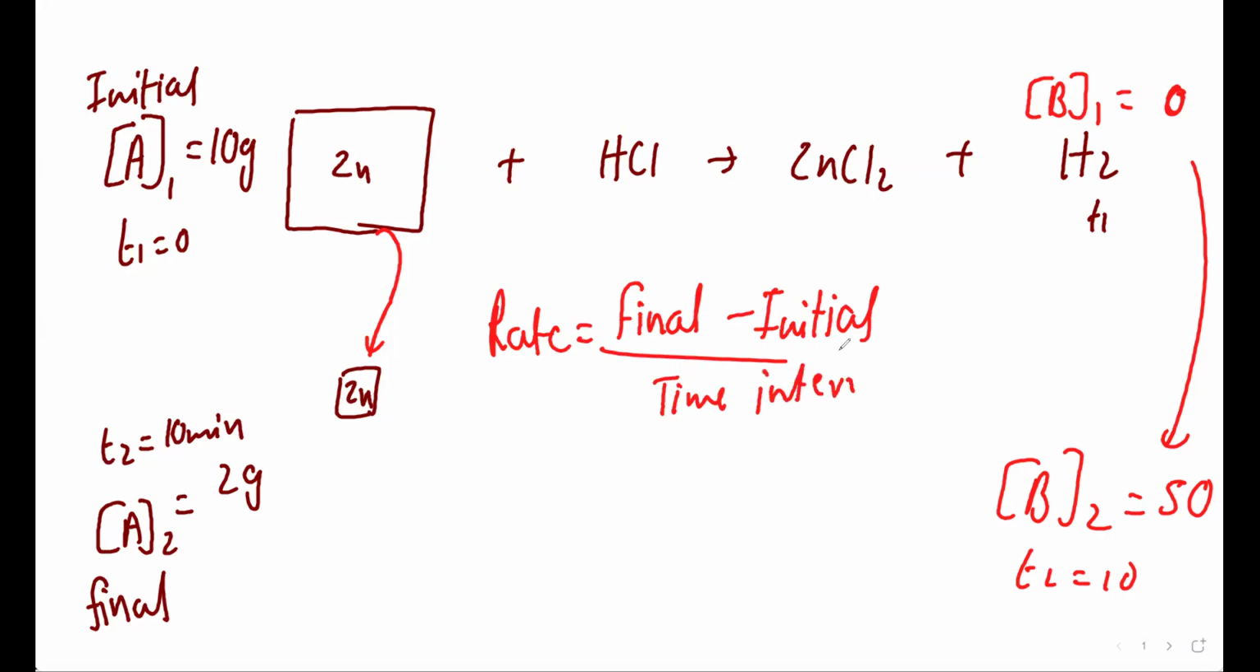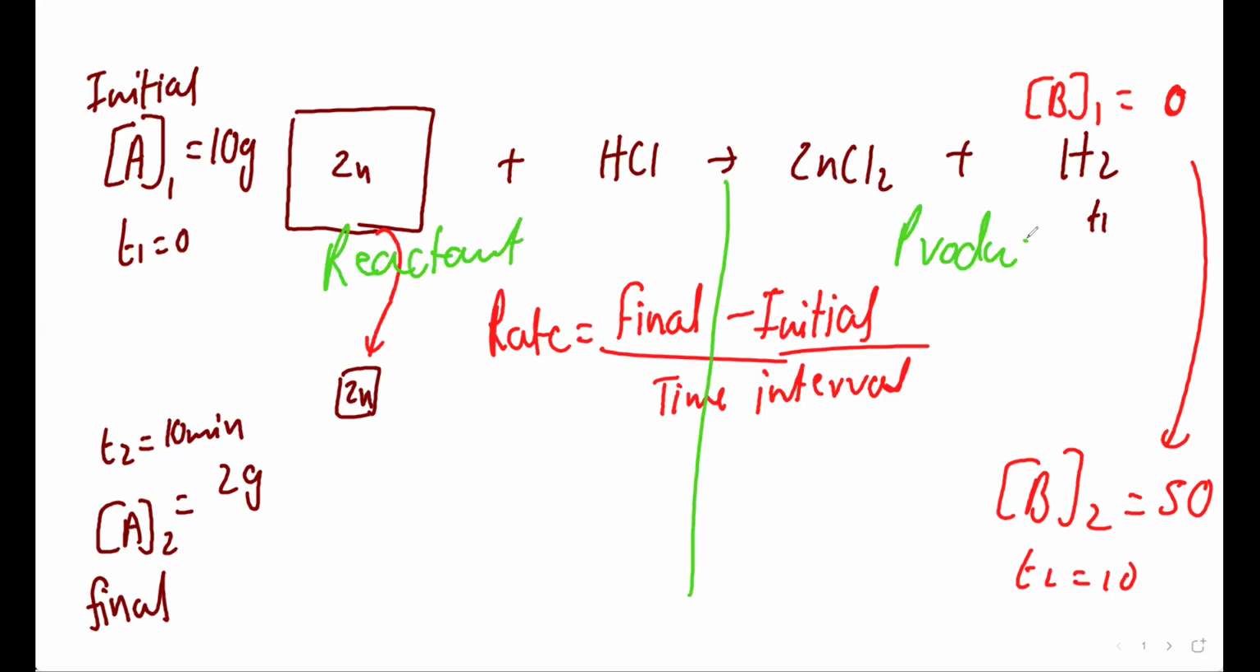First pay attention here. Clear? Now I'm going to write this in two forms, one for reactant and one for product. Zinc and HCl was my reactant or not? And this is the product or not? Tell me.